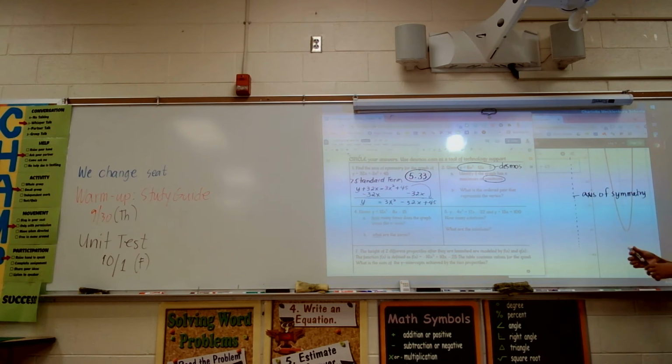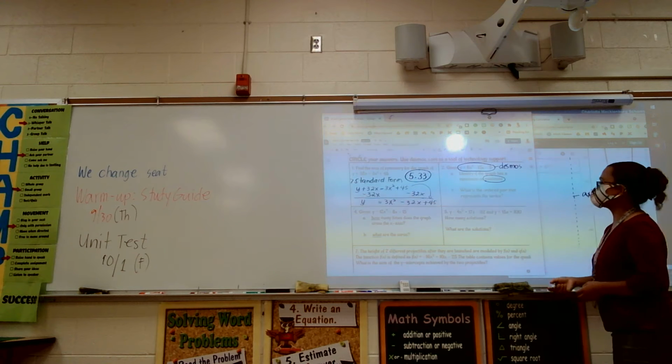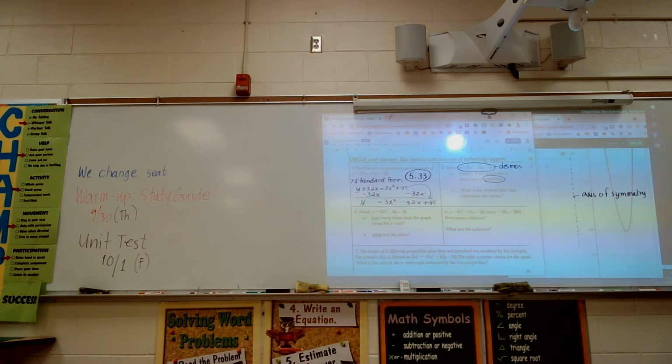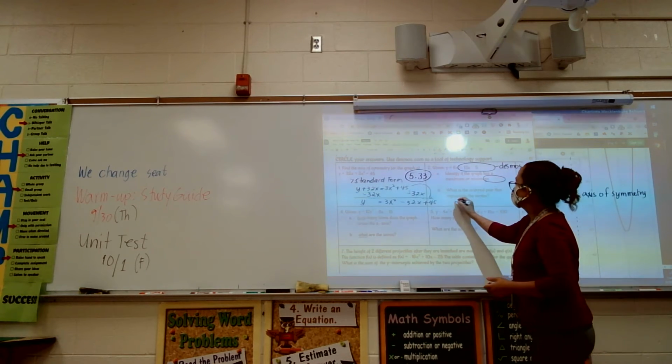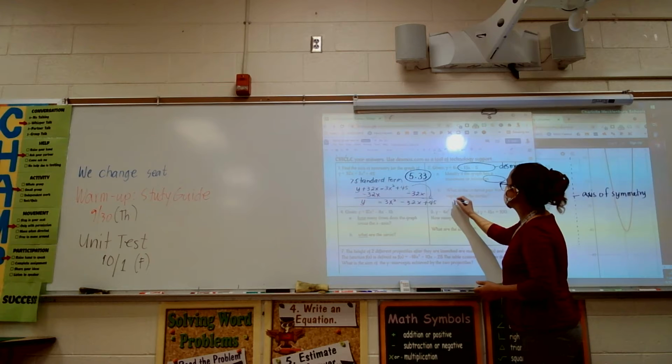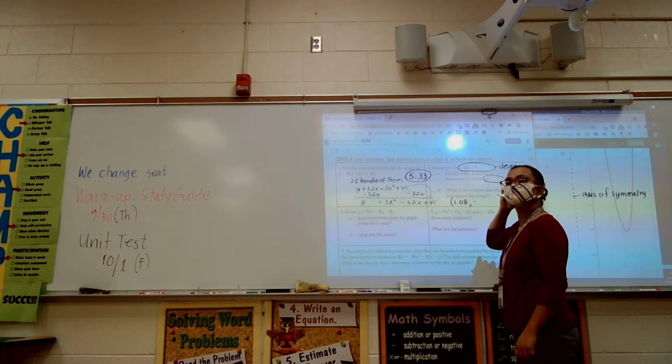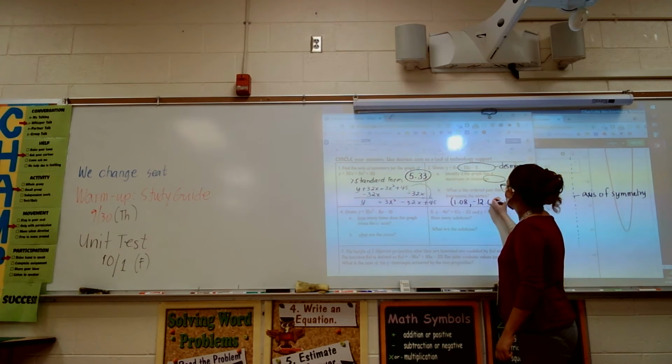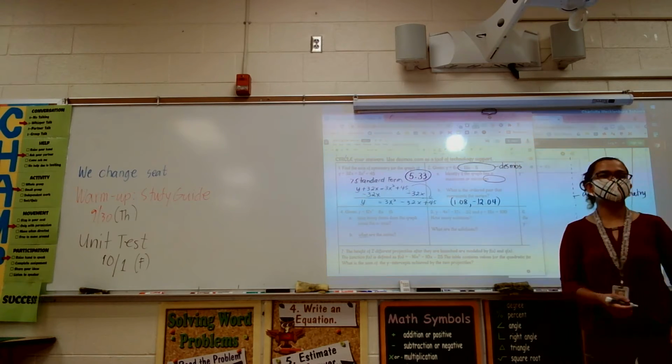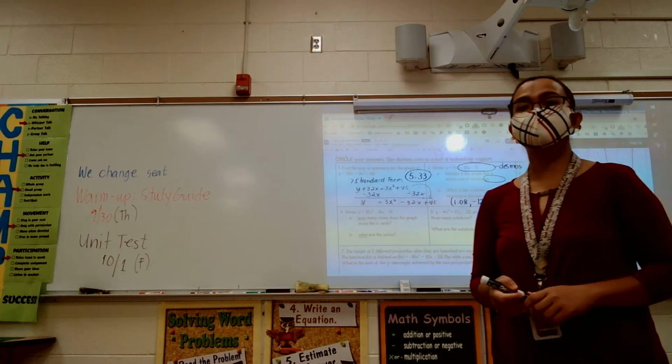Alright. So what's the ordered pair that represents the vertex? What did you get, London? 1.08. Negative 12.04. 1.08 and negative 12.04. Okay, that's the vertex. You know where to find the vertex, right?